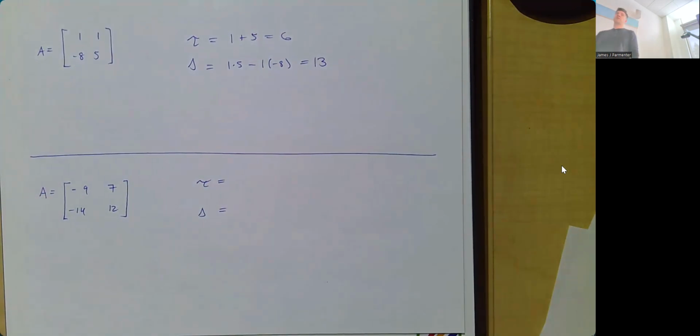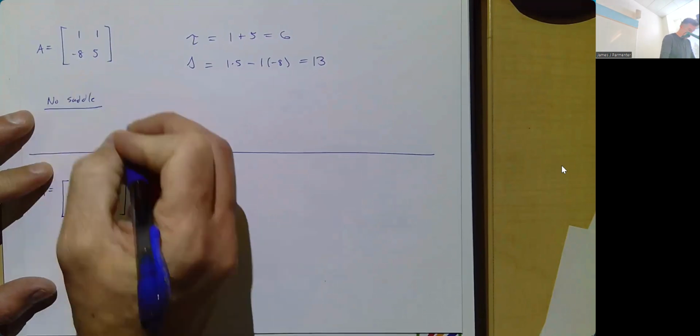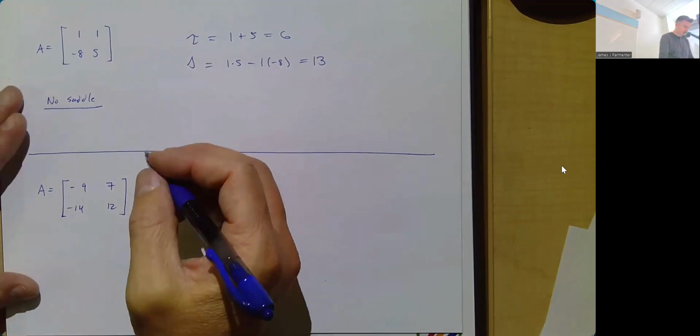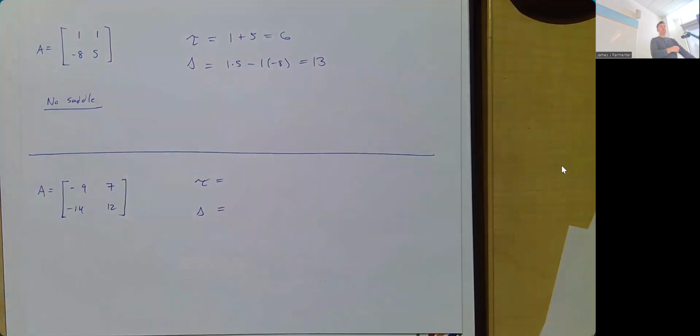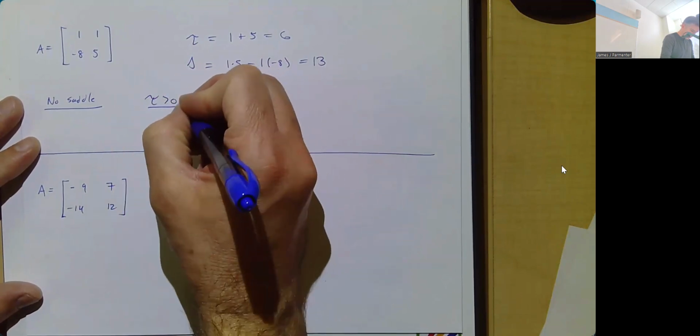Your first question should always be, do we have a saddle? No. So no saddle. I like looking at stability or instability first. I don't know why, that's just my preference, probably because it's easier to see. To actually know if it's a spiral or a node, you have to think about the discriminant. So stable or unstable? Unstable. Tau is greater than 0, so we have instability.